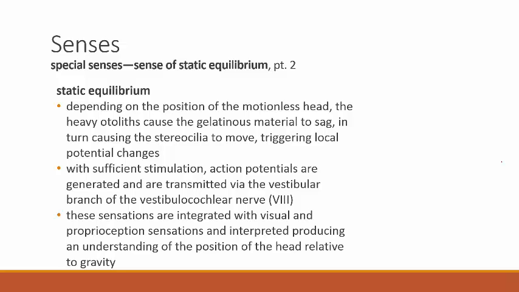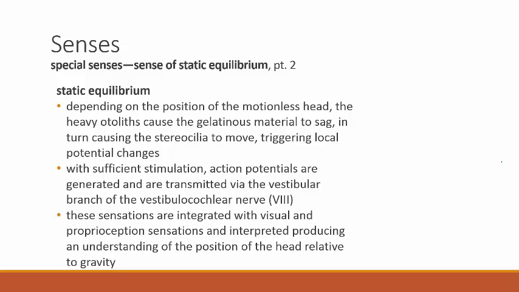nerve. And those sensations will be sent via, again, the thalamus to the cerebellum, where we would then interpret that information along with the visual information that we're receiving as we begin to look down at our bellies or maybe down at the ground. And we would then get a perception of the position of the head relative to gravity. So again, all of this would be when the head is still. That's when we use the sense of static equilibrium.